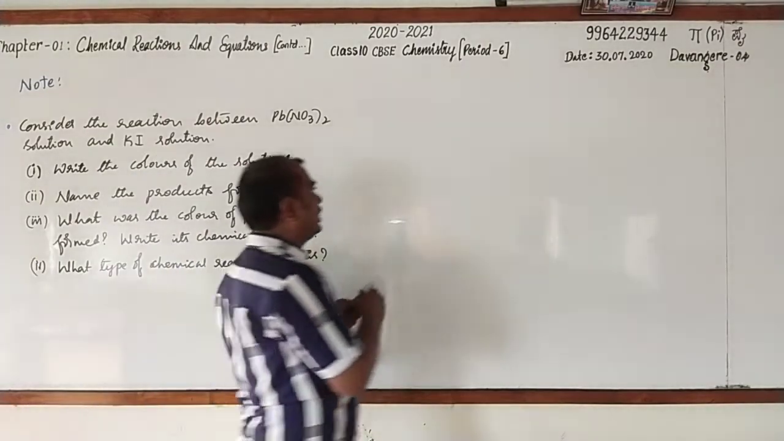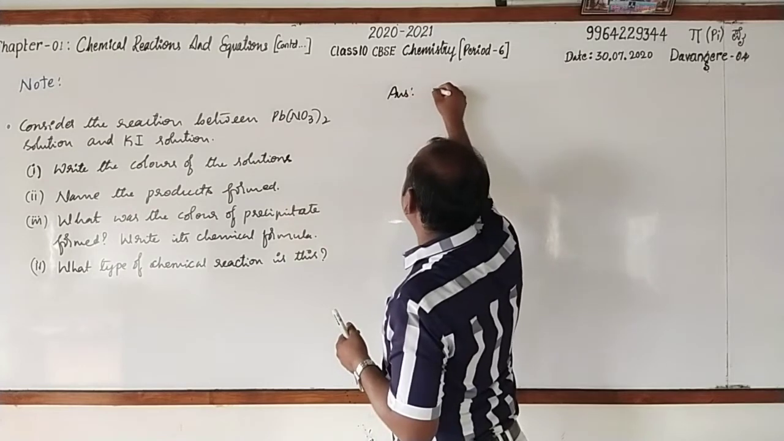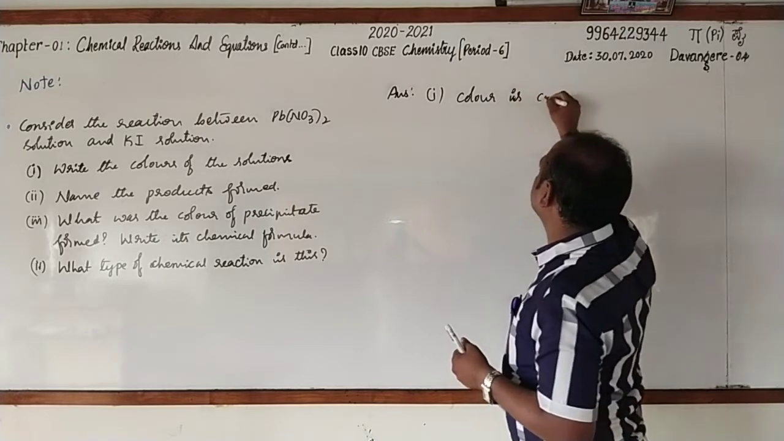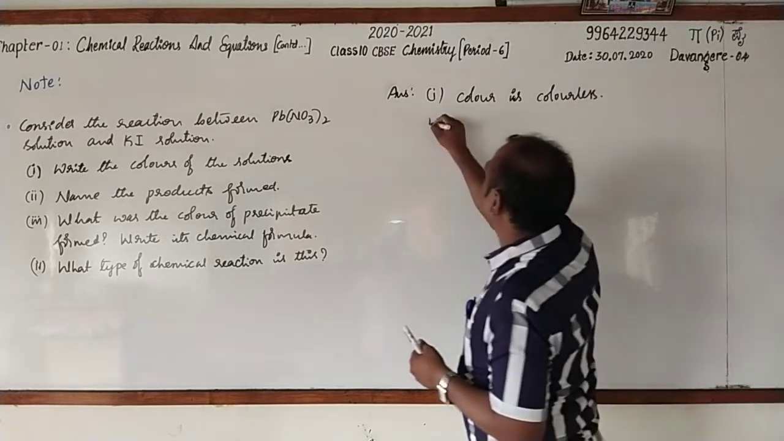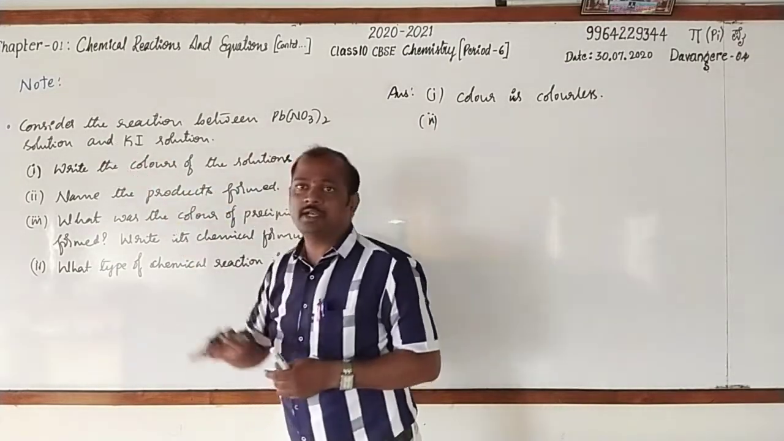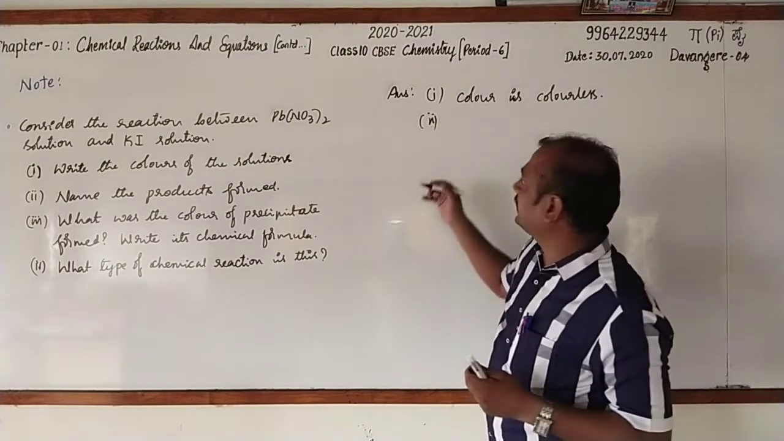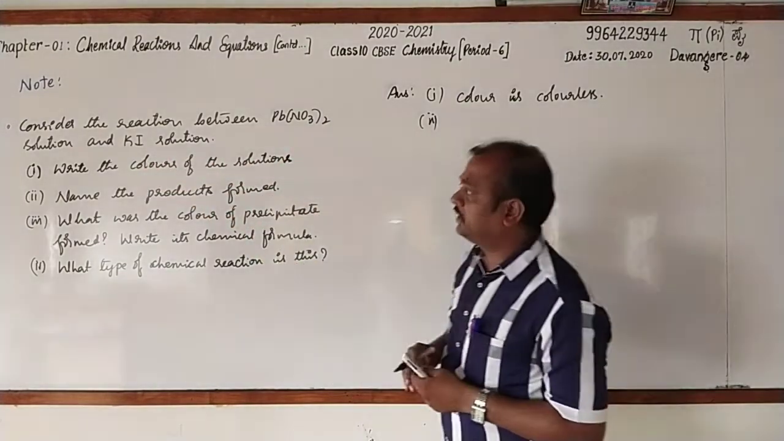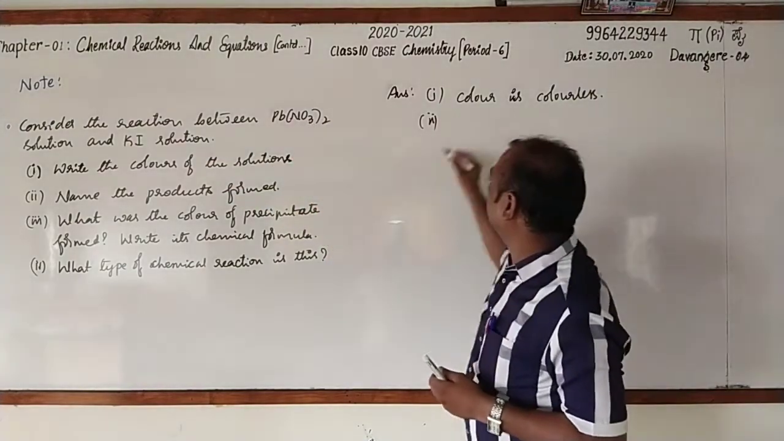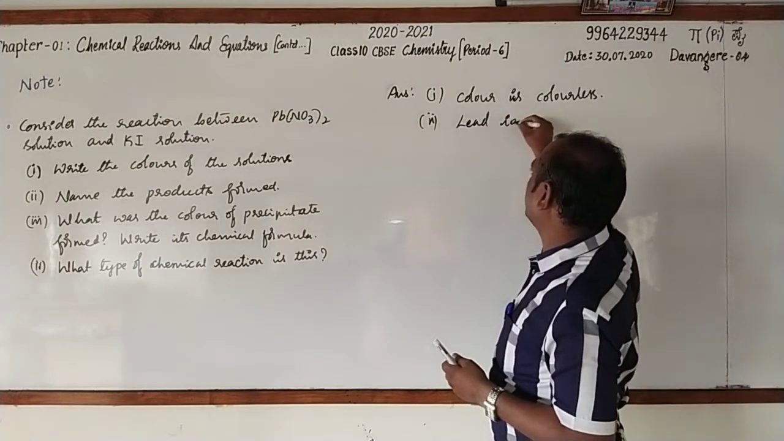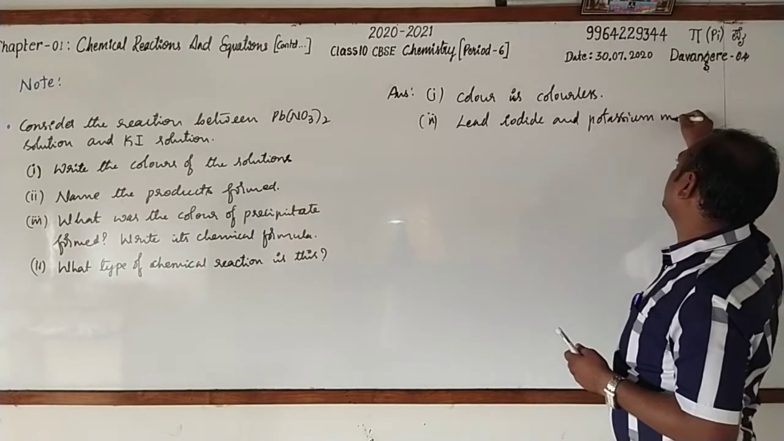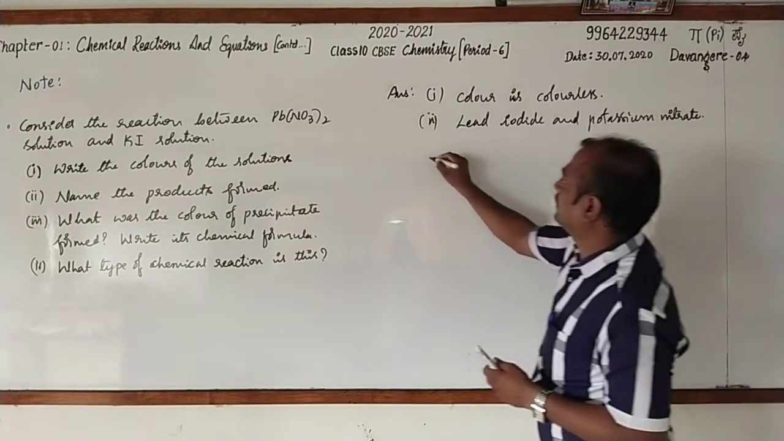Next, here only I will go for writing the answer. For the first one, the color is colorless. Then the second one: name the products that are formed by the reaction between these two, lead nitrate and potassium iodide. We will get lead iodide and potassium nitrate. Here I'll write. One is lead iodide and potassium nitrate.